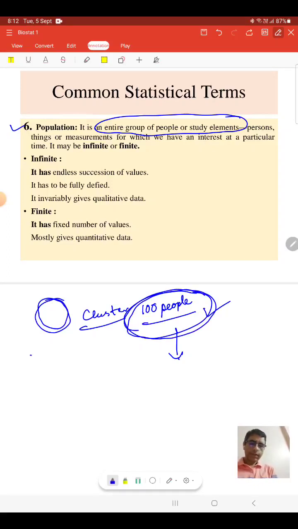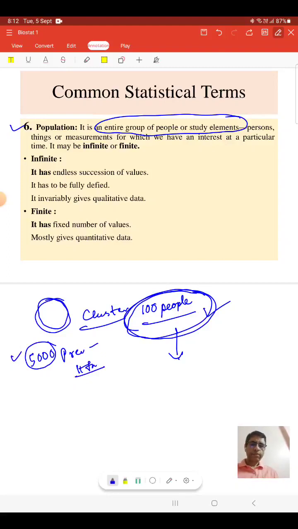We are going to find out the status of these 100 people, or say in a subcenter area where 5,000 people are there, the prevalence of hypertension among these people. So this 5,000 population is our population for the study.